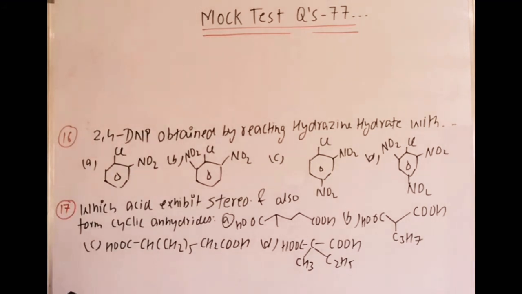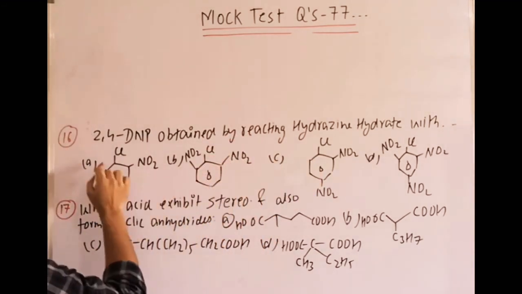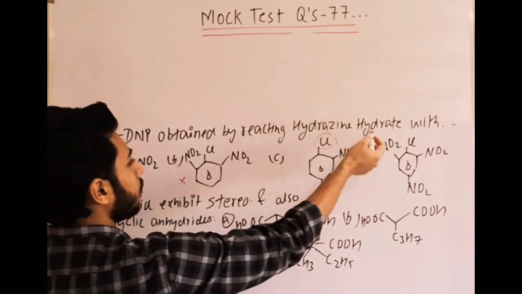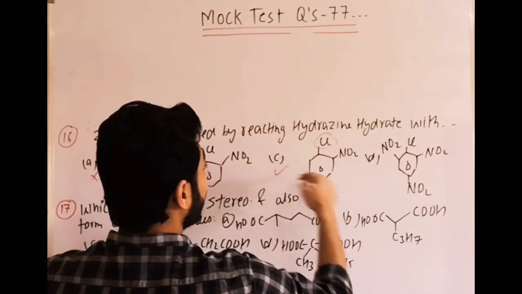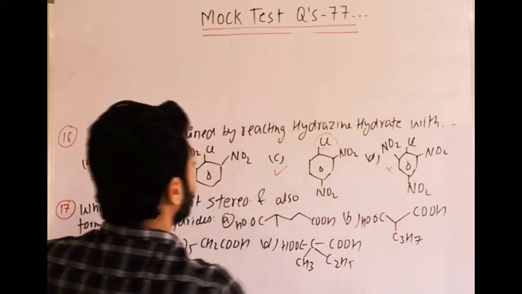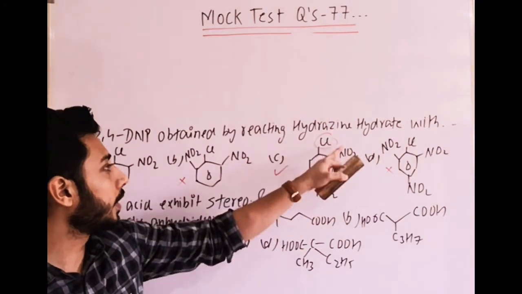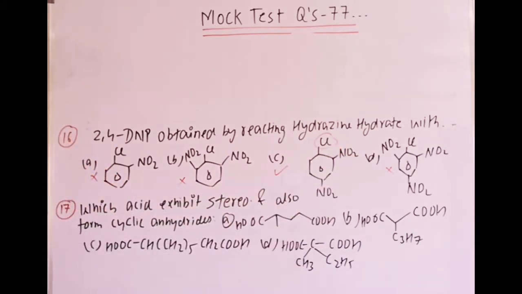So here it is a simple reaction where you can see the Cl will undergo substitution by the nucleophile, that is NH2NH2. It will give the 2,4 product. So the only answer is option C, where after the reaction Cl will be substituted by hydrazine, and that is 2,4-DNP.